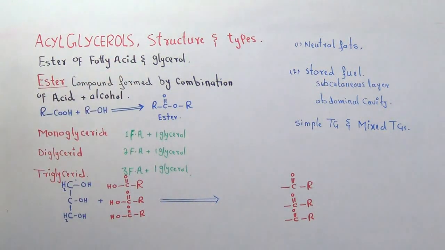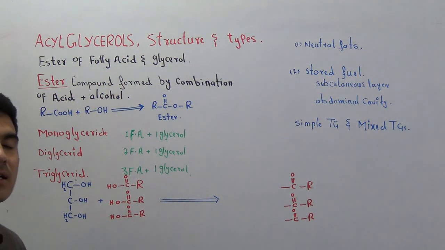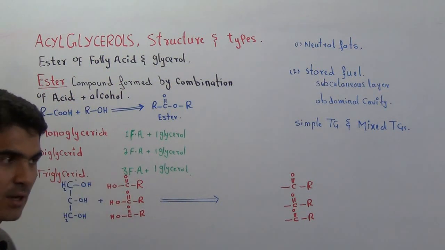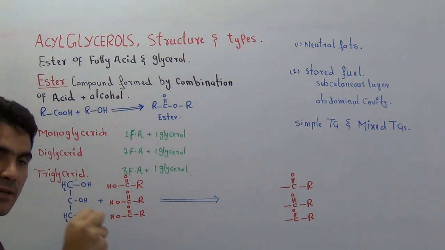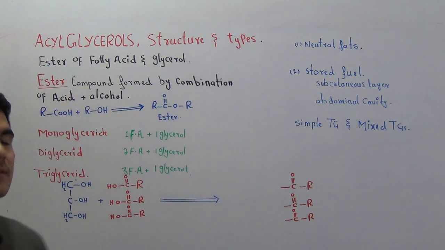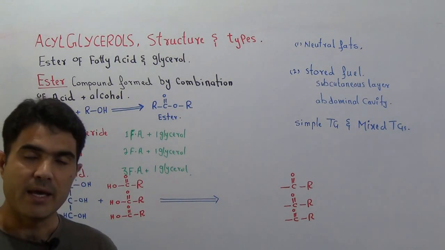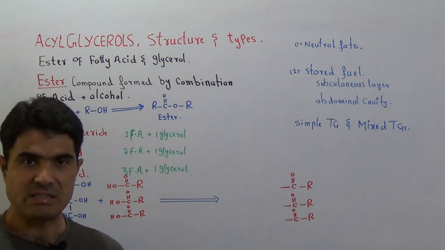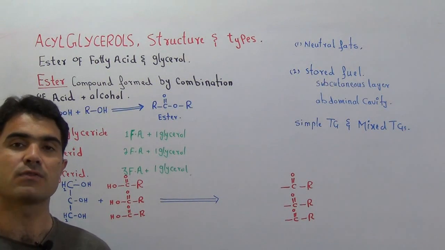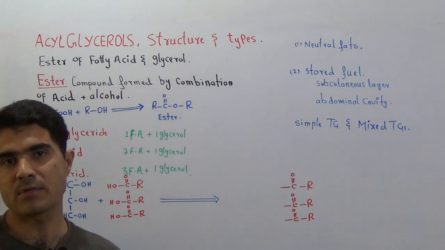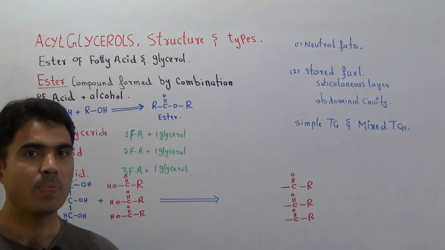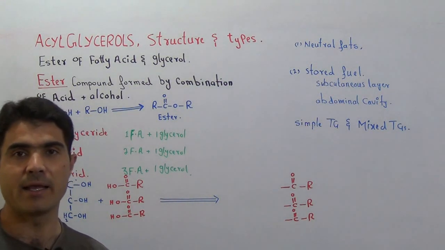In the definition of the acylglycerol, it is mentioned that these are the esters of fatty acid in glycerol. Forget about this definition. Before you get the definition of the acylglycerol, come to ester. What is ester? An ester in organic chemistry is a compound that is formed by the combination of two different types of molecules. One is the acid and another one is the alcohol.